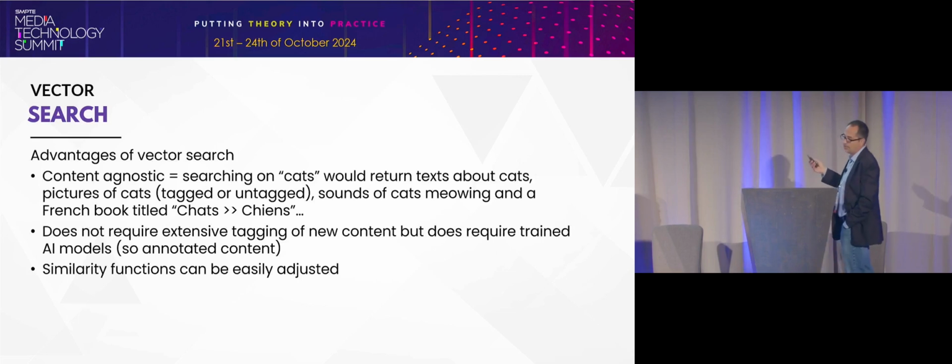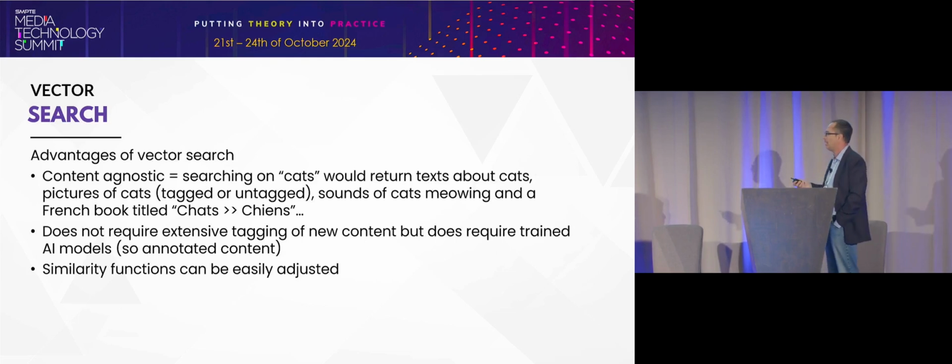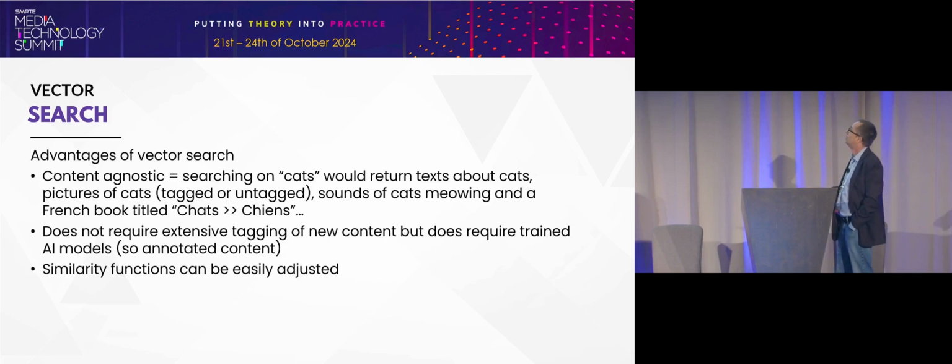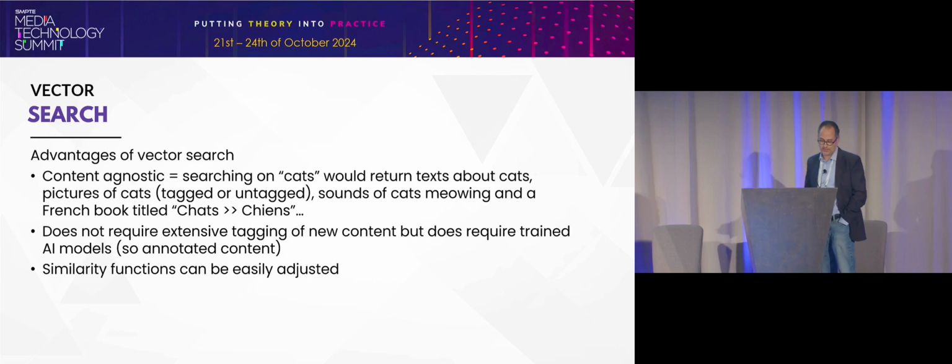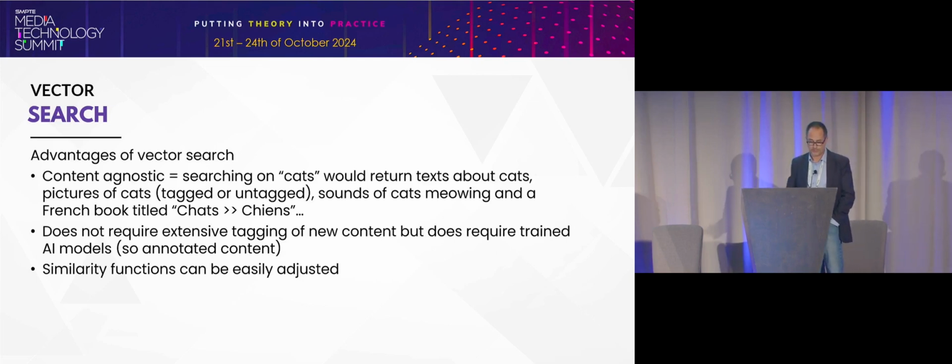It does not really require extensive tagging of new content, as long as you have enough content indexed and recognized. The embeddings have been built, so you don't need to tag your images with anything or really add metadata to them. The similarity function can also be easily adjusted, which means you can evolve it and get more sensitivity tuning on your search engine.